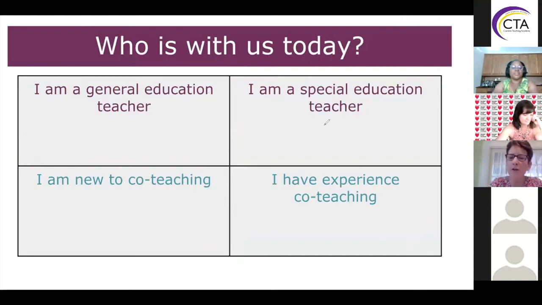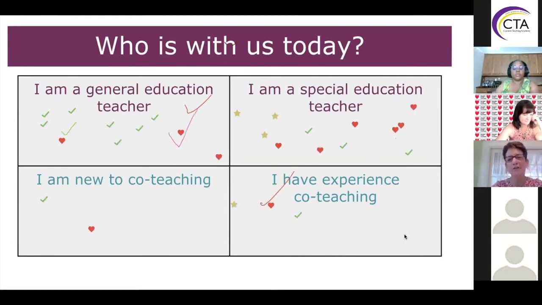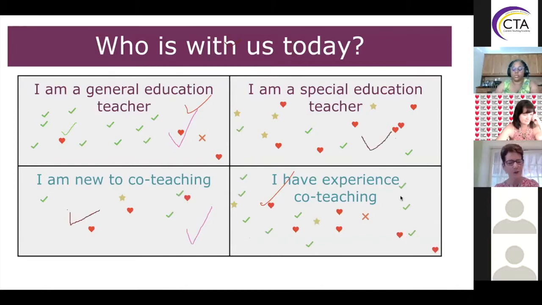We just want to know a little bit about who's with us today. So on the first row, using those same annotate tools, if you're a general education teacher, mark that. Special education teacher, mark that. And then on the second row, let us know, are you new to co-teaching? Have you never co-taught before and this is going to be your first year? Or do you have some experience, whether it was 1 year, multiple years? It just gives us an idea of who's in the room today with us.